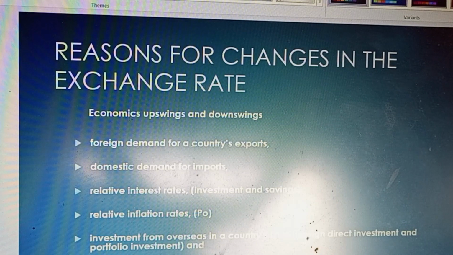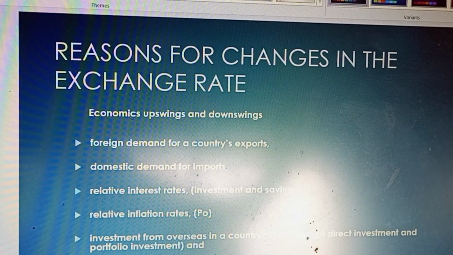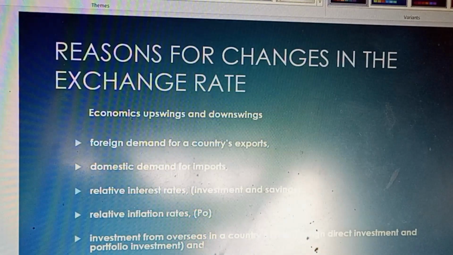Now, another thing is also speculation. We all know what speculation does. Speculation makes people take actions before time. So if there is speculation in the market that the currency would appreciate or depreciate, people tend to make more economic decisions hastily to hedge against such occurrences, and this affects the exchange rate system.